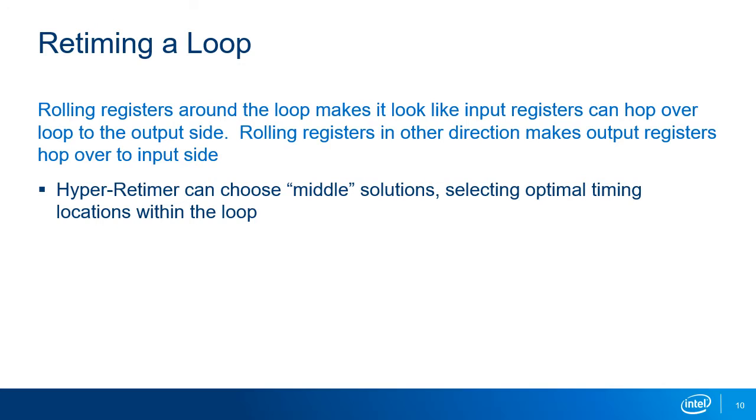If the register is retimed the other direction completely around the loop, it makes it appear that the input registers to the loop jump over to the output side. The software is aware of this and will use this strategy to retime registers over or through loops to the other side if it results in a performance gain. Of course, the hyper-retimer can choose intermediate locations within the loop for the registers if this increases the performance of the loop.